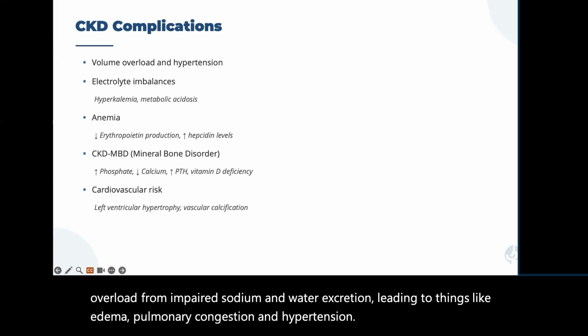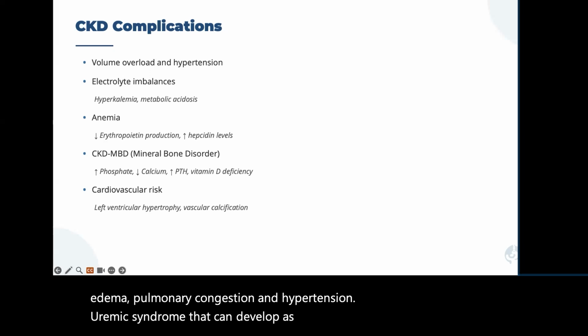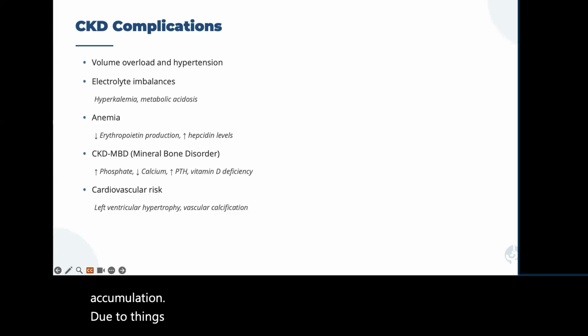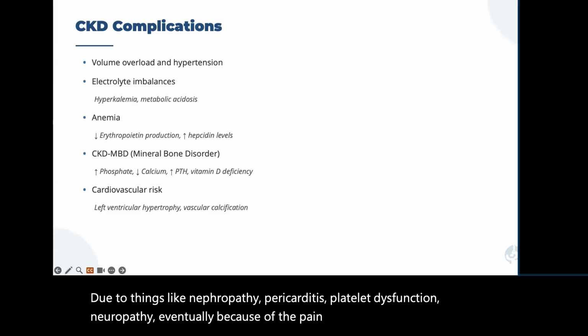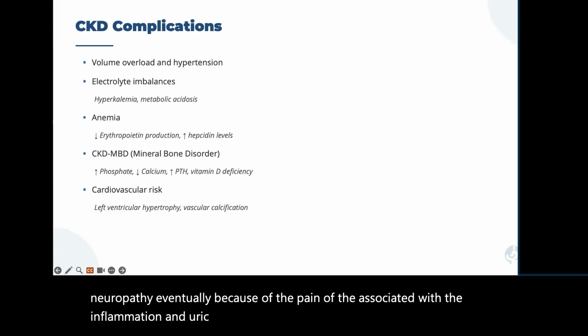Uremic syndrome, that can develop as well. That's because of all the toxin accumulation, leading to things like nephropathy, pericarditis, platelet dysfunction, neuropathy eventually because of the pain associated with the inflammation and uric acid overload, and also eventually cognitive impairment.